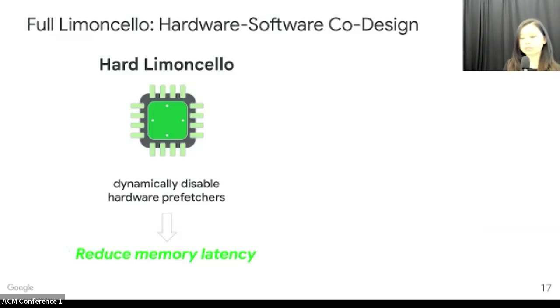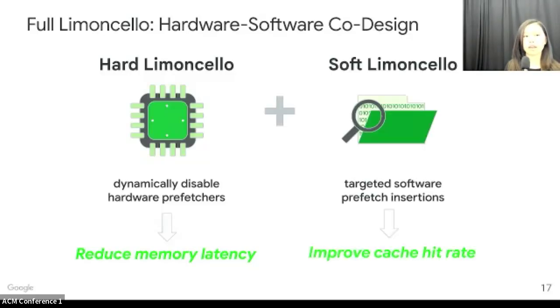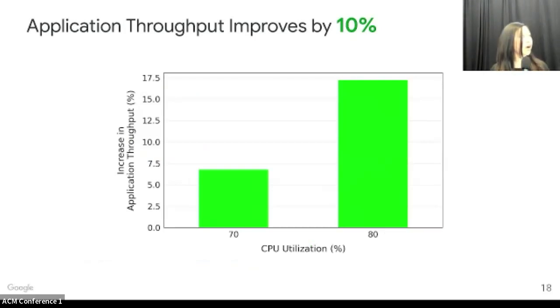And so now the full Limoncello consists of hard Limoncello, which dynamically disables our hardware prefetchers, and by doing so, reduces our memory latency. And then we also have with it soft Limoncello, which inserts targeted software prefetching to improve our cache hit rates. And with hard and soft Limoncello together, we've been able to see huge wins on our data center fleet. Here in this graph, I have along the y-axis increase in application throughput, and along the x-axis, 2 different CPU utilization bands. From rolling out Limoncello across Google, we've seen application throughput improve by 10%.